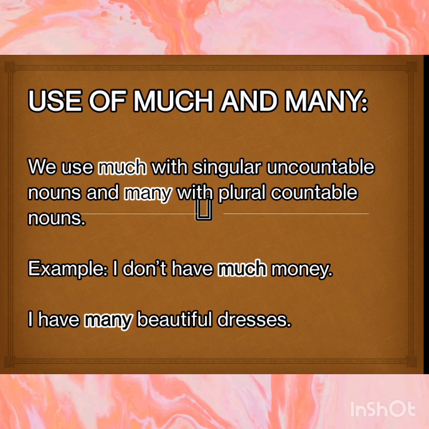Now we have some interesting thing to study. That is use of much, many, little, a little, few, a few. So let's start with much and many. We use much with singular uncountable nouns and many with plural countable nouns. Example, I don't have much money. So here money is uncountable. That is why we are using much. I have many beautiful dresses. Dresses can be counted, so many will come before the dresses.